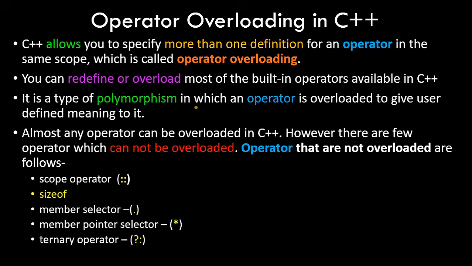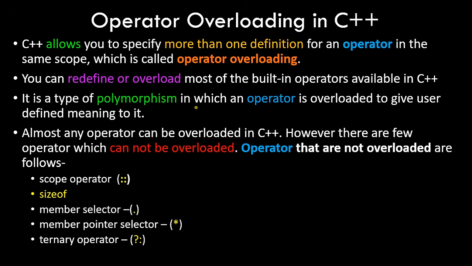C++ allows you to specify more than one definition for an operator in the same scope, which is called operator overloading. This is one simple way to put what operator overloading is. Basically, we are enhancing the functionality of the operators in C++. What that means is you can redefine and overload most of the built-in operators available in C++. Just like function overloading, we can also overload operators.